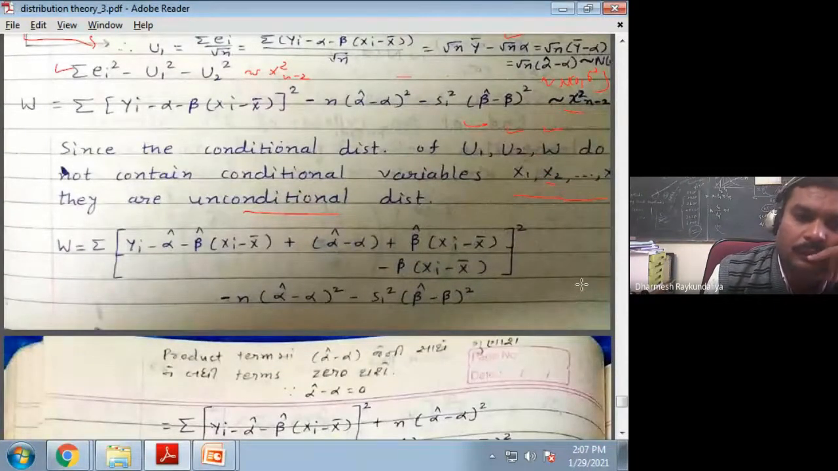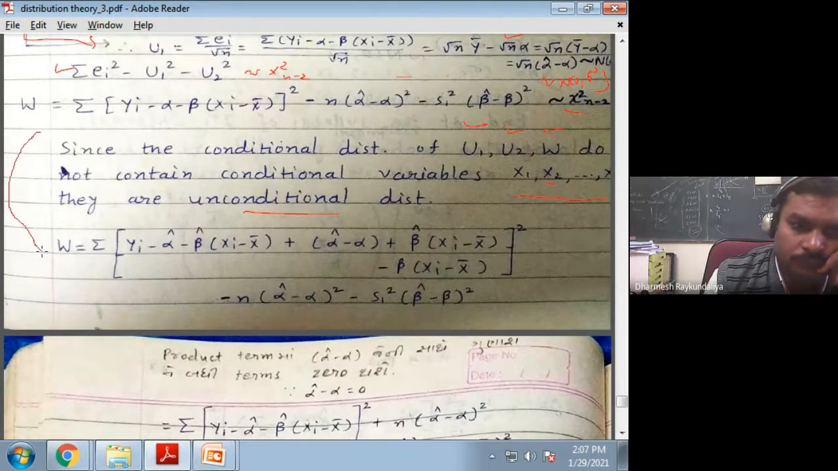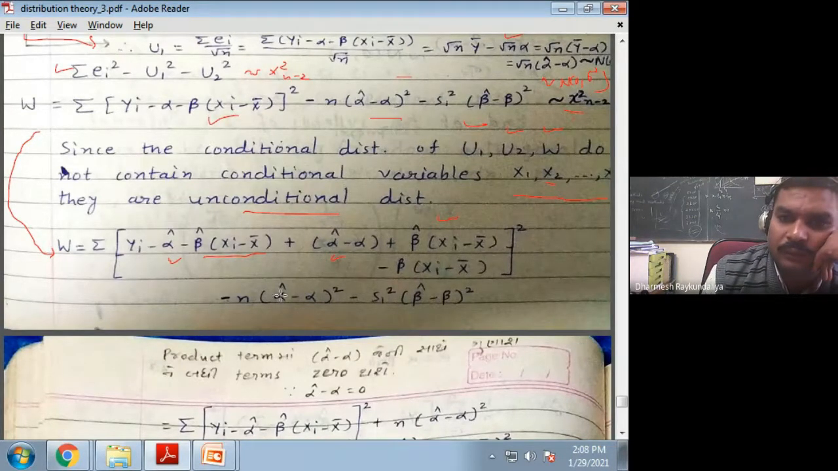So now I am trying to simplify this W. What I do is subtract the alpha cap and then add the alpha cap. So you can see that I have subtracted alpha cap, and I have added. Now I have subtracted this beta cap xi bar and I have added. So the original form is yi minus alpha minus beta into xi minus x bar whole square. Okay, and this quantity I am writing here.